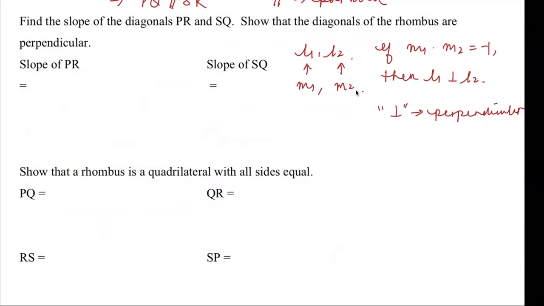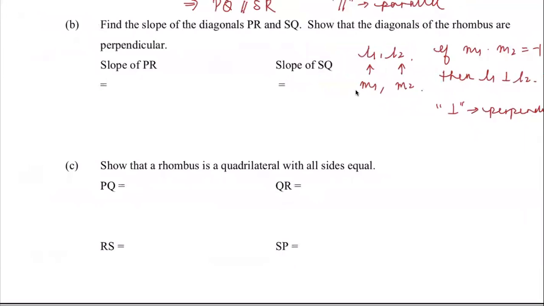Okay, let me repeat this. If we have two straight lines, L1 and L2, L1 has the slope M1, L2 has the slope M2. If M1 times M2 is equal to minus 1, then this means the straight line L1 and straight line L2 are perpendicular. So back to this question, how do we show that PR and SQ are perpendicular?